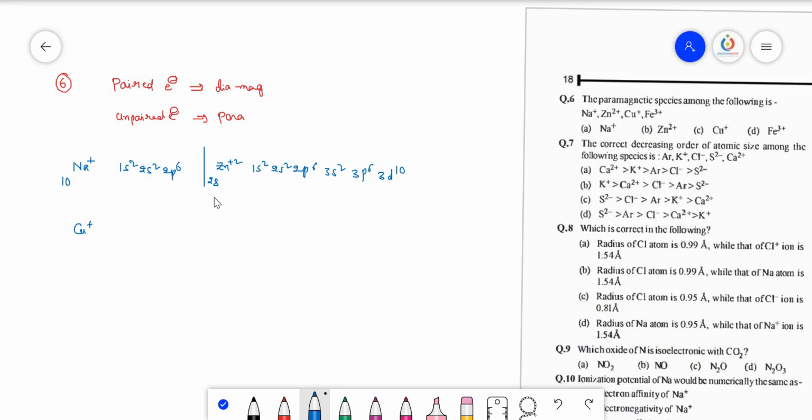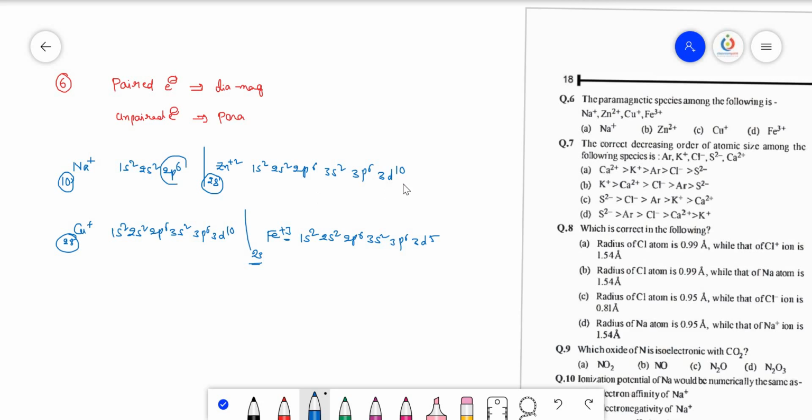And let us take Cu plus. I am not writing the atomic number, I am writing only the electrons present here, so do not misunderstand. Copper has atomic number 29, lost 1 electron, so 28 electrons I am writing here. Its electronic configuration now becomes 1s2, 2s2, 2p6, 3s2, 3p6, 3d10. Now, if you take Fe plus 3, iron's atomic number is 26, so it lost 3 electrons. Now 23 electrons are still present. So the electronic configuration is 1s2, 2s2, 2p6, 3s2, 3p6, 3d5.